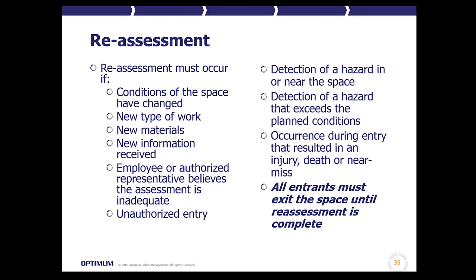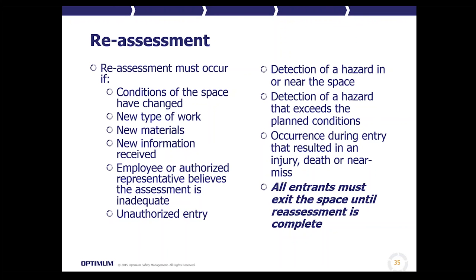Another trigger is if the employer's authorized representative believes that the assessment was inadequate. So they get in there and they're thinking, hey, wait a minute, there's water running in here. That wasn't on the permit. So something's not right with our permit. Got to get out and reassess. Unauthorized entry: if somebody comes down that's not supposed to be there, everybody out, reassess the space, and find out why that person even came in there.